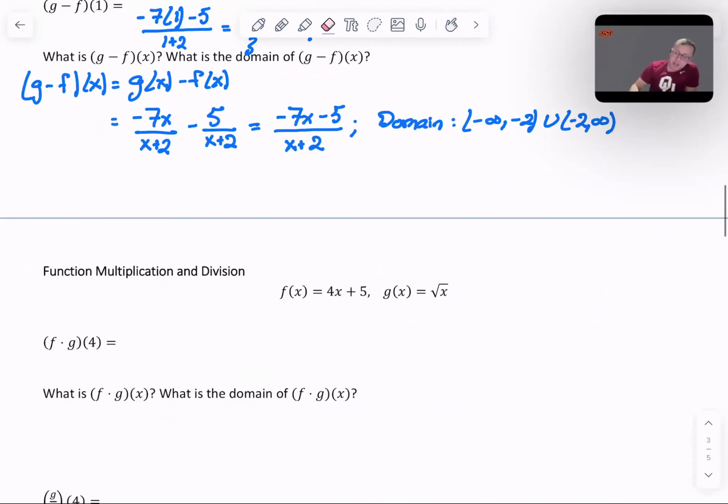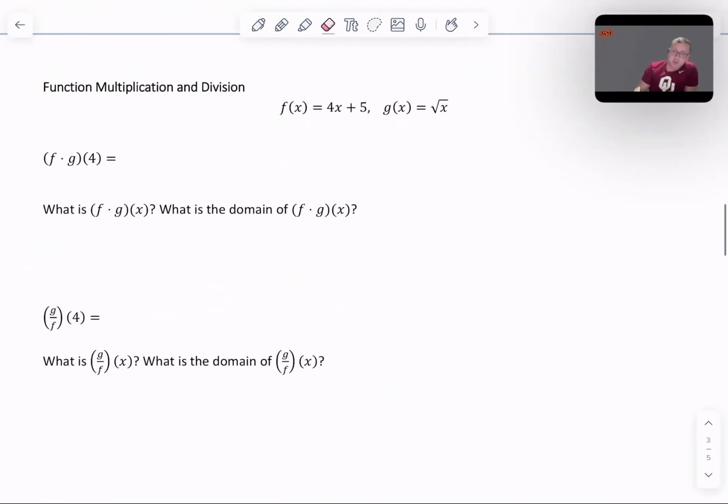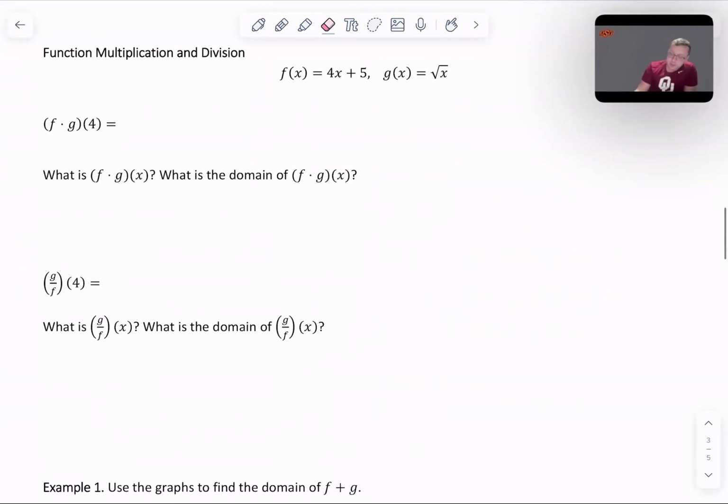So let's look at this first part. I'm going to do it how I've been doing these two, in general. So I'm going to do f times g, and then I'll do the example. So if I'm doing f times g of x, this is just f of x times g of x. So f of x was 4x plus 5, and I'm multiplying that by the square root of x.